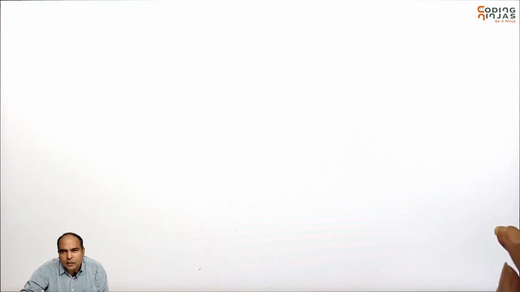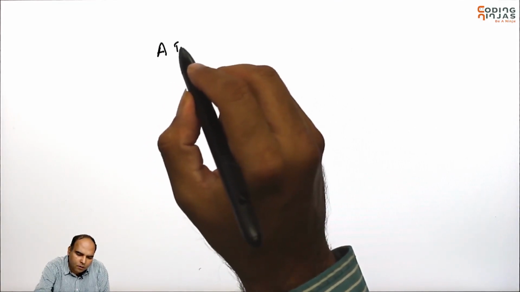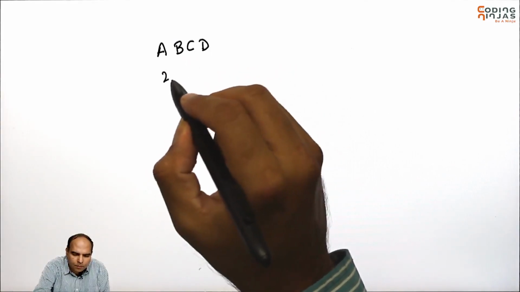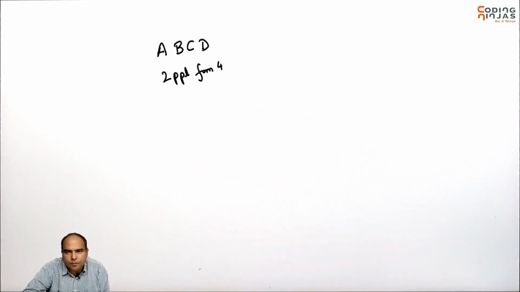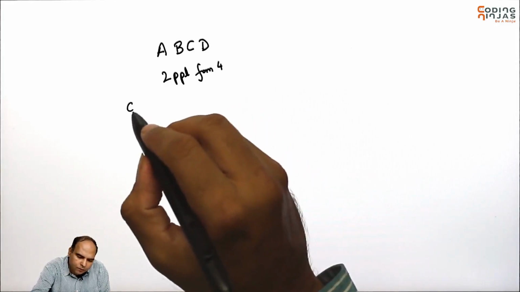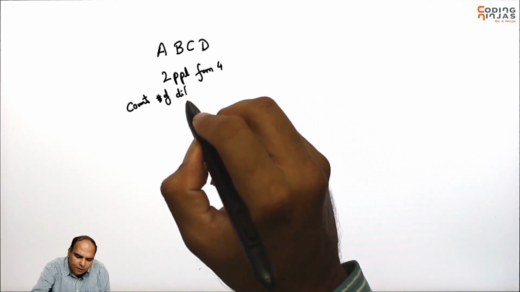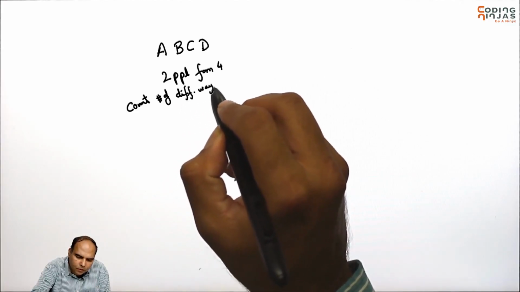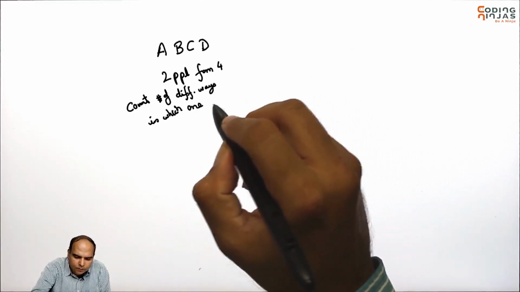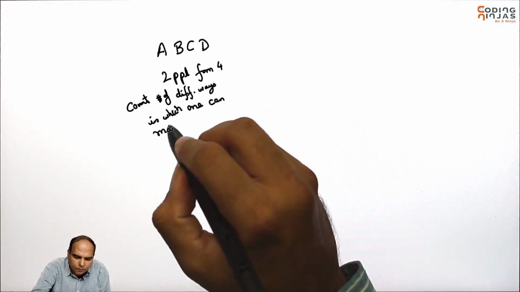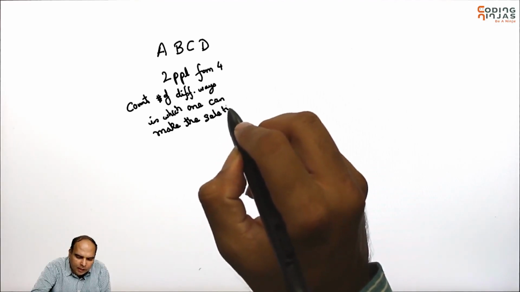So let's first understand a selection situation in detail. Let's say I give you a situation where you have to select two people from these four, and I want you to count the number of different ways in which one can make the selection.